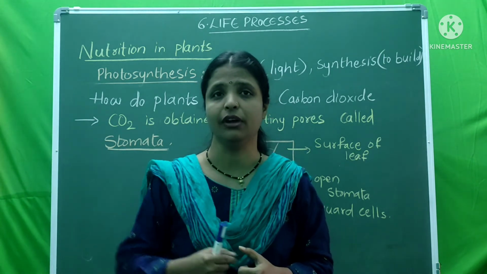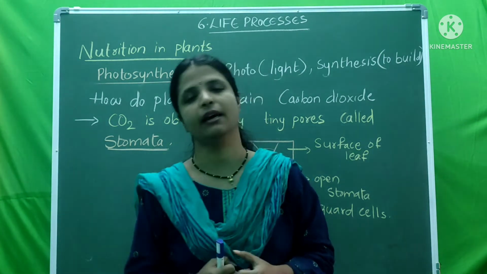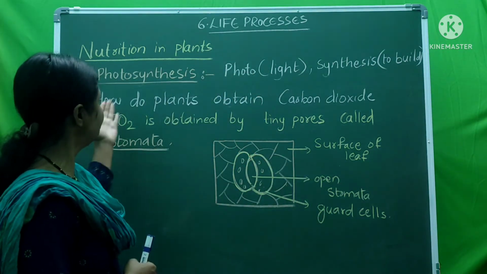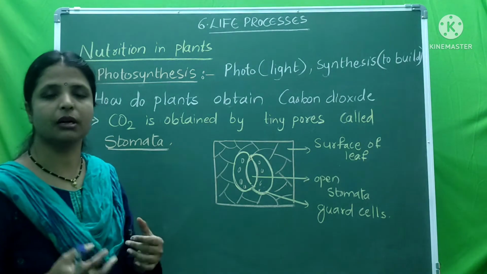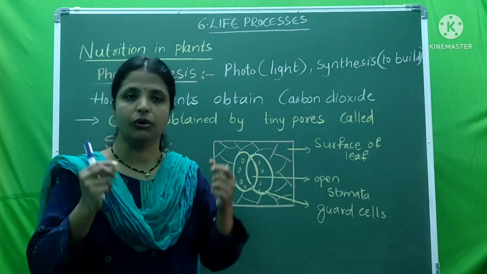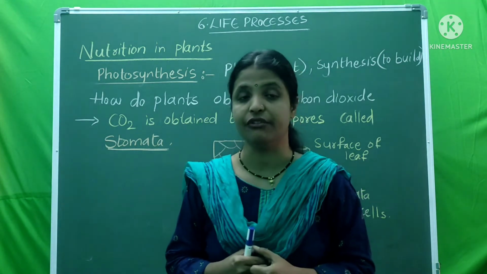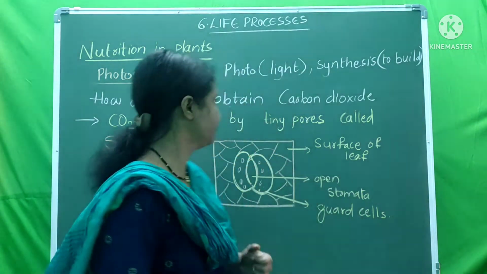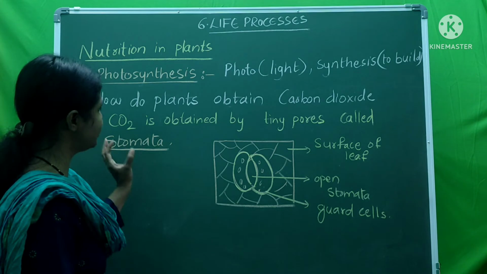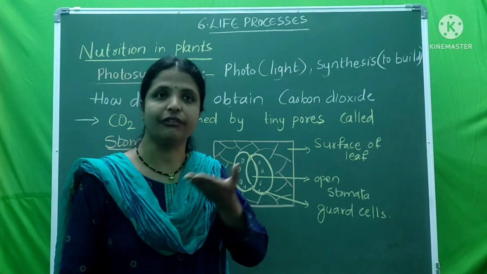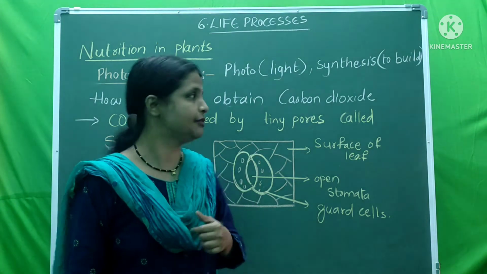So how is the leaf trying to take the sunlight and the carbon dioxide inside? Let us see. So here, how do the plants obtain carbon dioxide? So carbon dioxide, how it is entering? So they are entering through the minute pores which are present in the leaves, which are called as stomata. So what are the stomata? Stomata are nothing else but they are the minute pores which are always present beneath the surface, under the surface of the leaves.